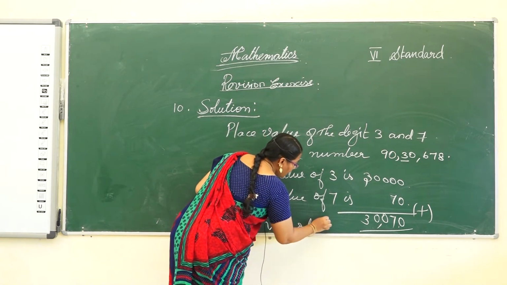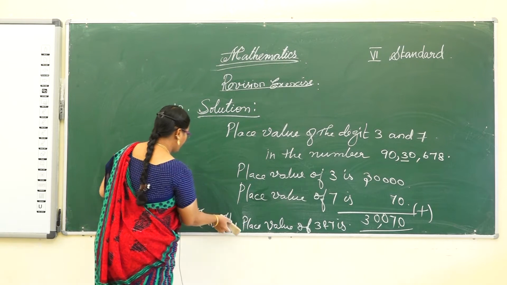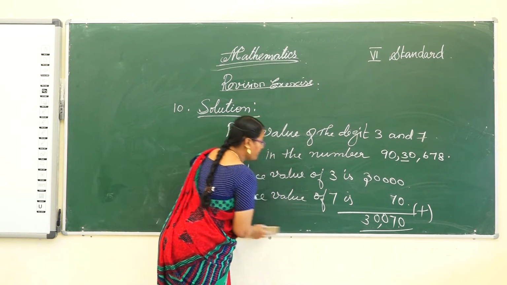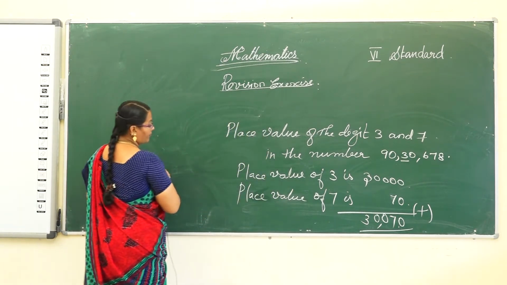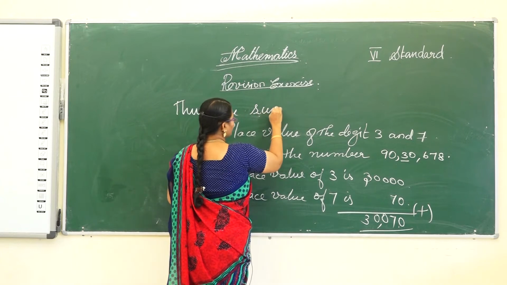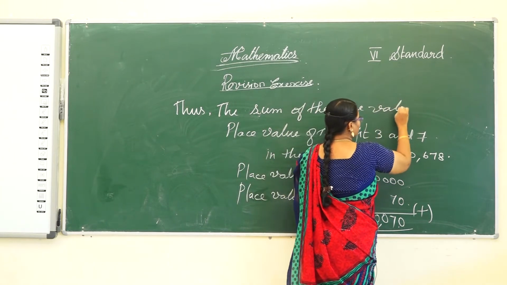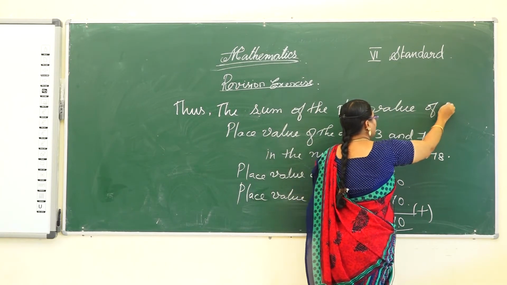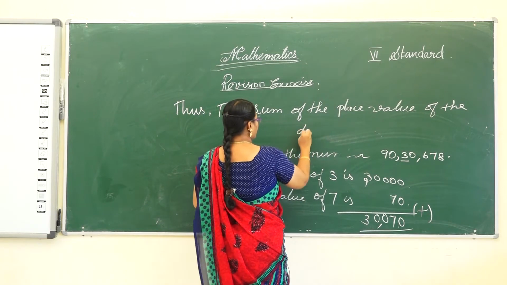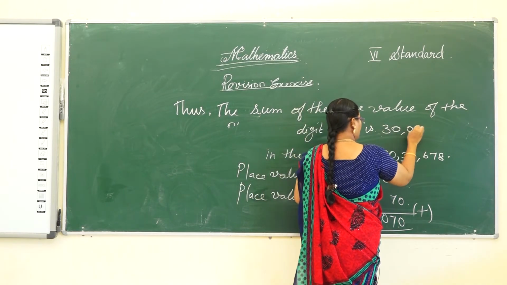Thus, the sum of the place values of the digit 3 and 7 is 30,070.